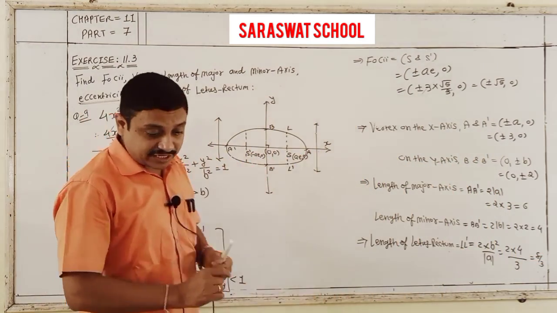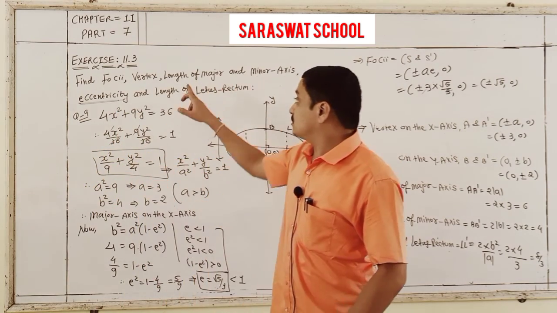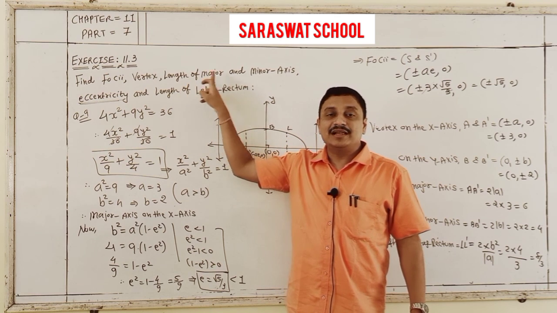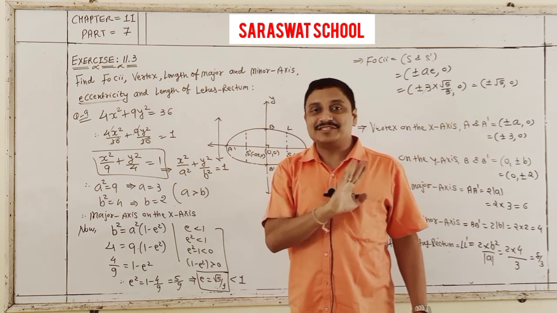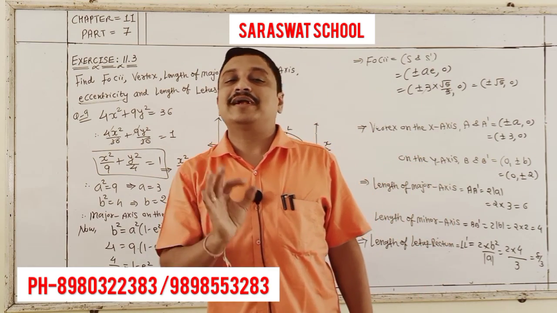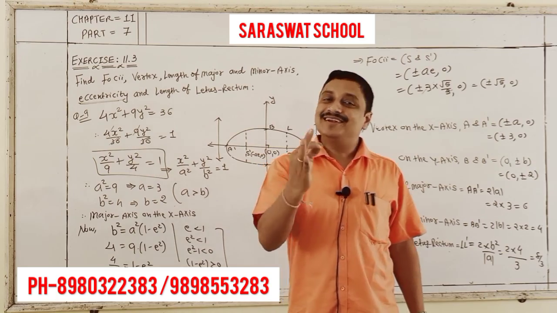And students, questions 2 to 9, all of you are the same related topics: vertices, foci, length of major and minor axis, eccentricity, and latus rectum is done. And students, here this part I stop. Further explanations to the exercise I will explain to you in the next part.